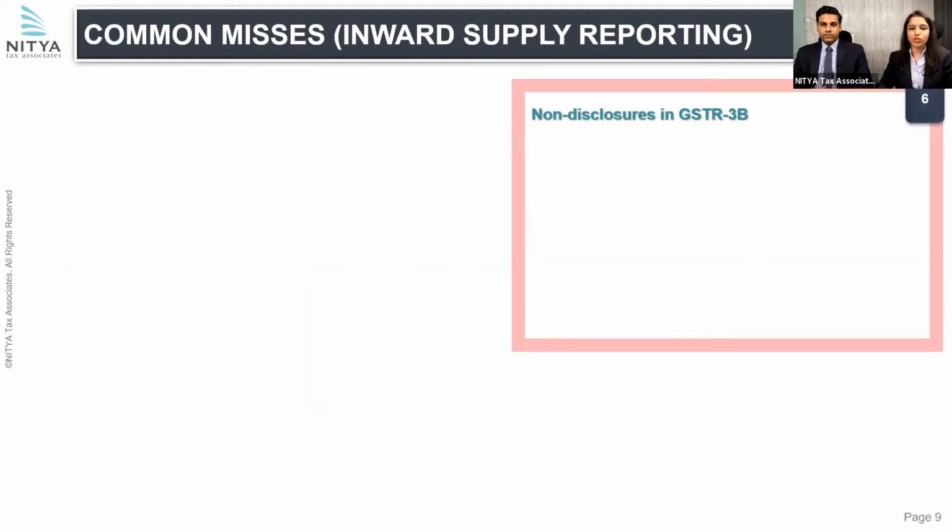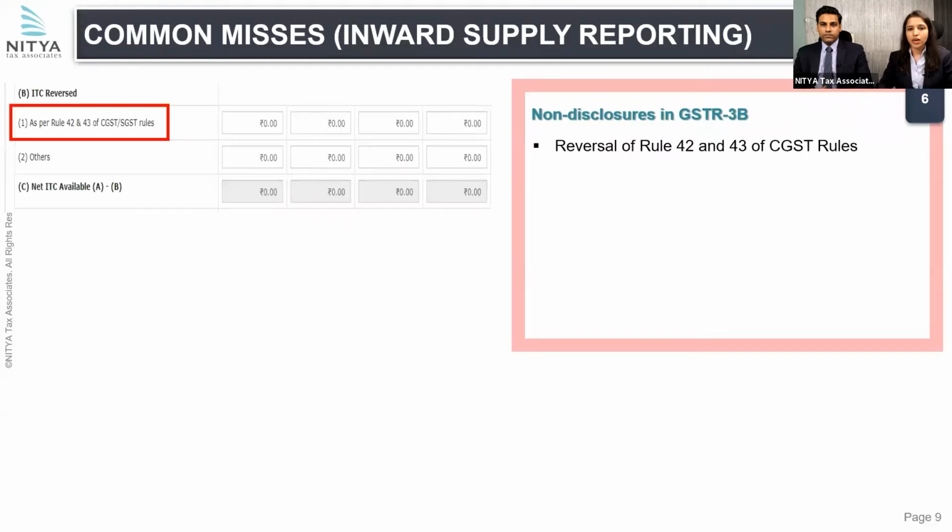Some non-disclosures which we generally notice during filing of GSTR 3B are the disclosure of reversals pertaining to Rule 42 and 43 of CGST rules, which are on account of exempt supplies. So, for example, in case of canteen, etc., these reversals are wrongly reported under the others head instead of the Rule 42 and 43 head.